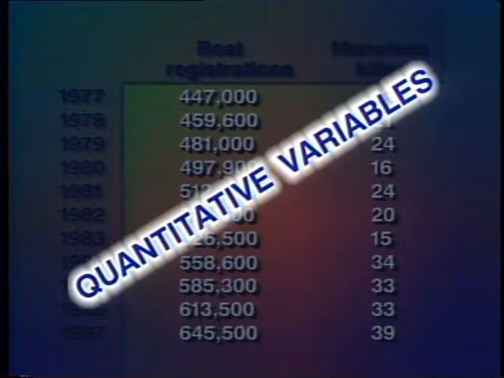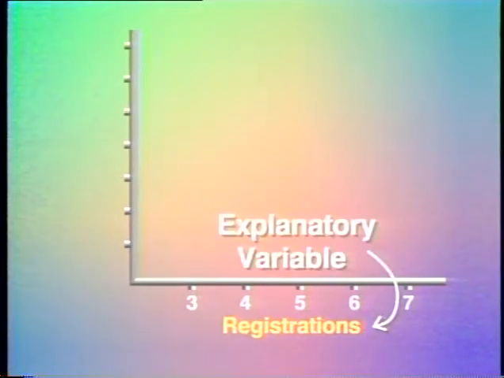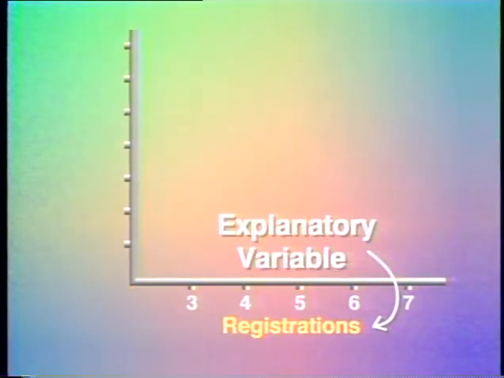When we're examining a situation involving two variables, and both are quantitative, we can use a graph called a scatter plot. To make a scatter plot, we first draw a horizontal and a vertical axis. But which variable should we put on which axis? Sometimes it doesn't matter, but in this case, it does. We believe that the number of powerboats in the water helps explain the number of manatees killed. So we call the number of powerboats the explanatory variable. The explanatory variable always goes on the horizontal axis of the scatter plot. Here, that's powerboat registrations, which we're showing in hundred thousands.